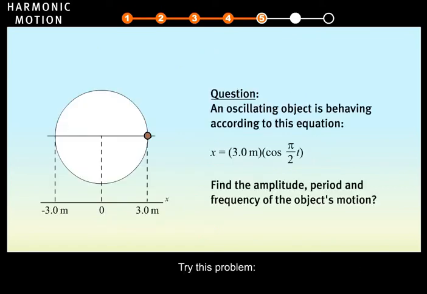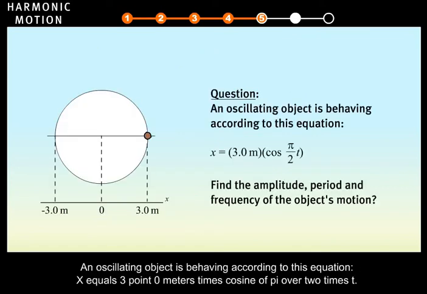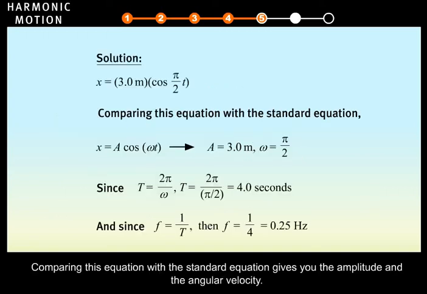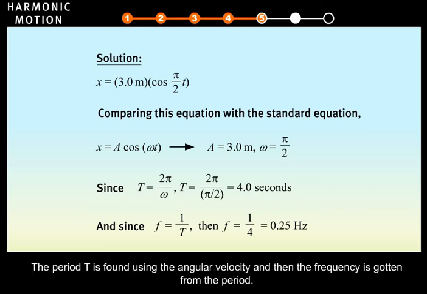Try this problem. An oscillating object is behaving according to this equation. X equals 3.0 meters times cosine of pi over 2 times t. Find the amplitude, period, and frequency of the object's motion. Comparing this equation with the standard equation gives you the amplitude and the angular velocity. The period T is found using the angular velocity, and then the frequency is gotten from the period.